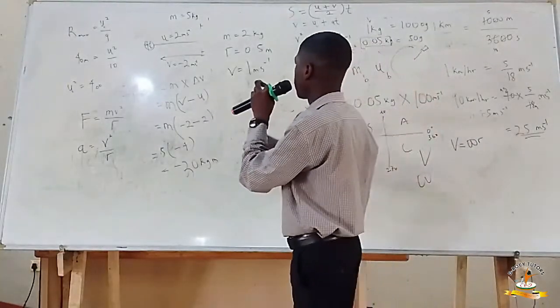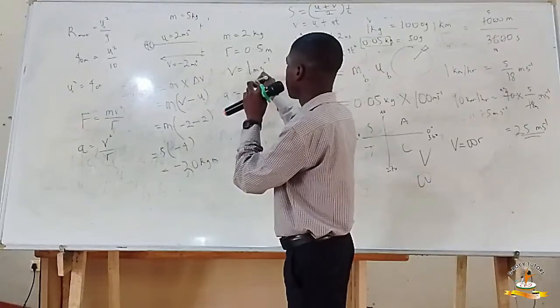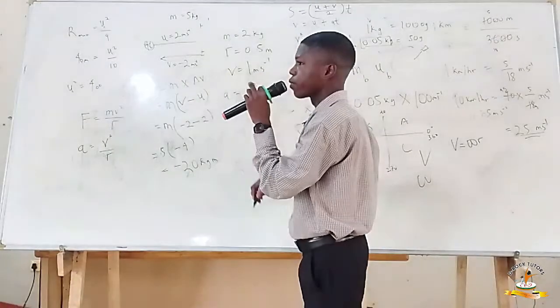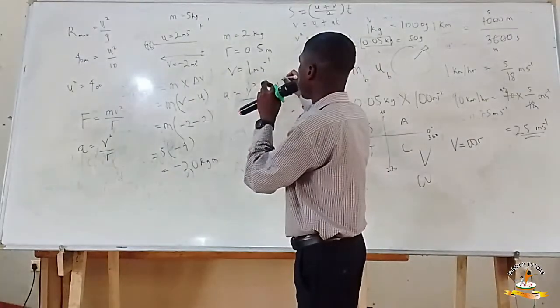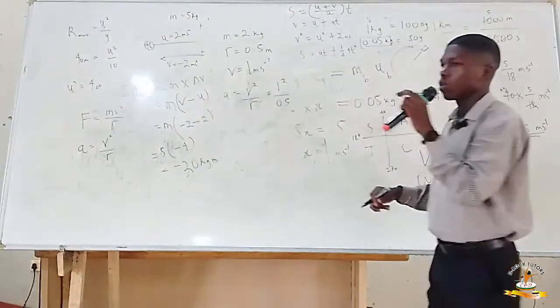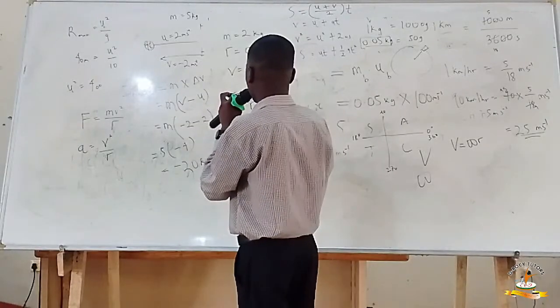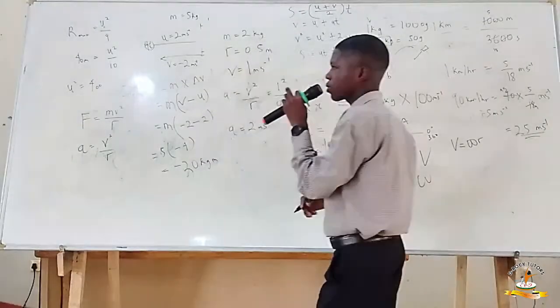So A is equal to v square over R. V is 1, so 1 square over 0.5. That is 2. So my acceleration equals 2 m/s squared.